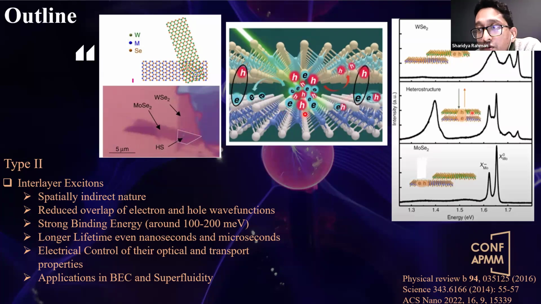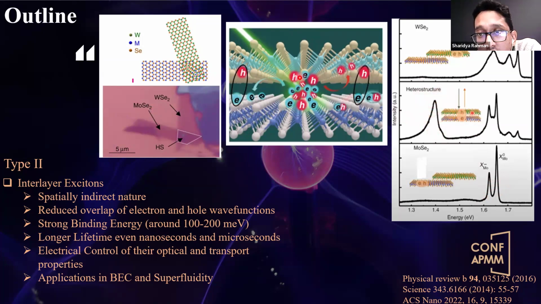When they probe the 2D heterostructure, they were able to see interlayer exciton emission at low energy. If we take this example, MoSe2 and WSe2, there is a normal intralayer exciton emission from WSe2 and MoSe2 at room temperature as well. But for the heterostructure, comprising monolayer molybdenum diselenide and tungsten diselenide, there is an emission at a low energy.